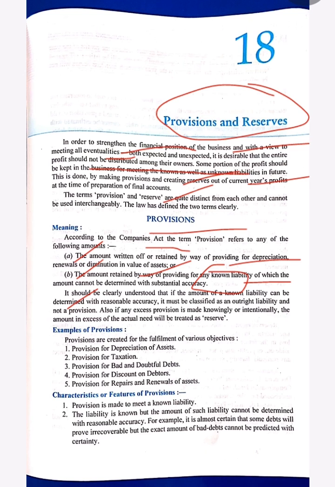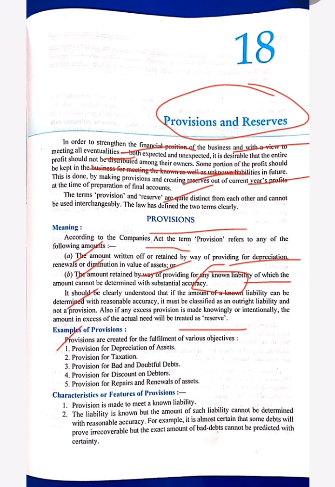Also, if any excess provision is made knowingly or intentionally, the amount in excess of the actual need will be treated as reserve. Examples of provisions: provision for depreciation, provision for taxation, provision for bad debts, discount on debtors, repairs, etc. There are some known liabilities. For example, some debtor will not pay the money. Depreciation of assets is a must. So these are known things, and collecting money for known things is called provisions.